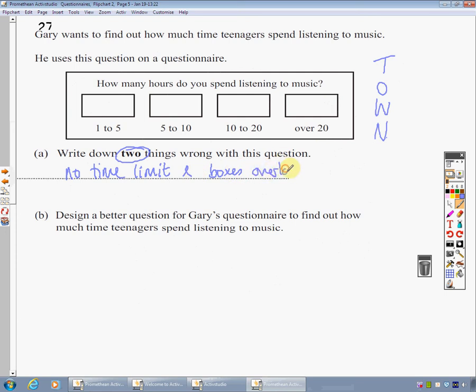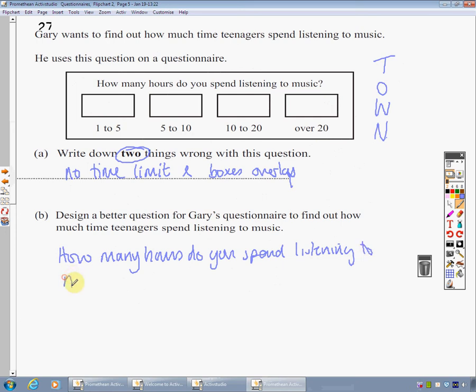We copy his question. How many hours do you spend listening to music in a week. Doesn't really matter what you choose, but I've gone for a week there.